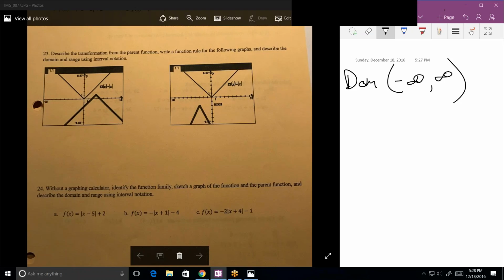Okay, but they ask for it in interval notation. So I got to give it like this. You don't want to just say x equal all reals. You'd lose points.